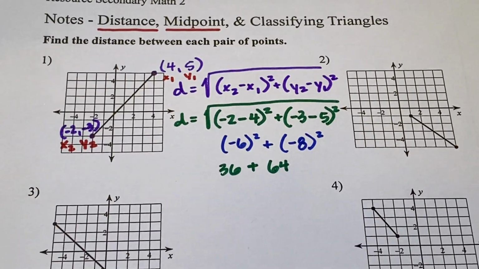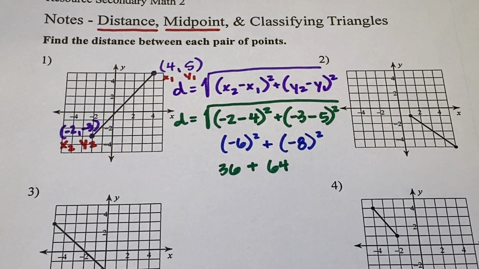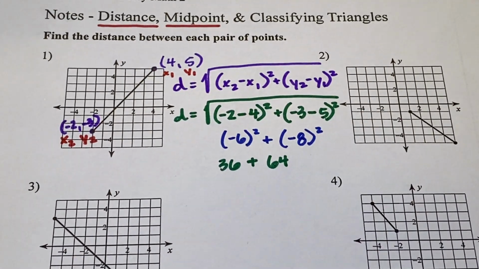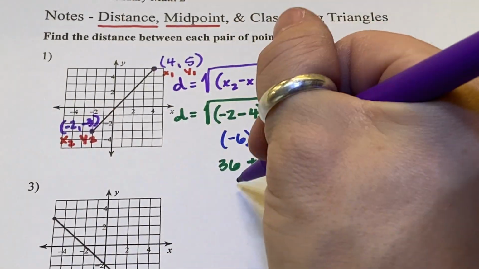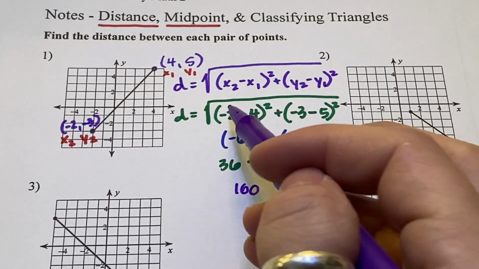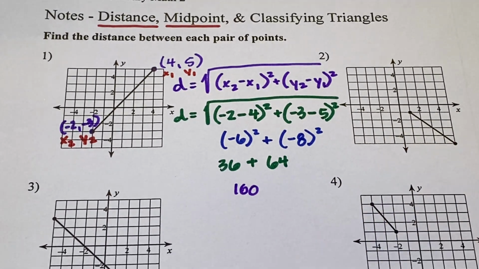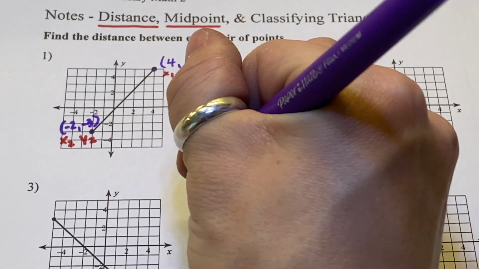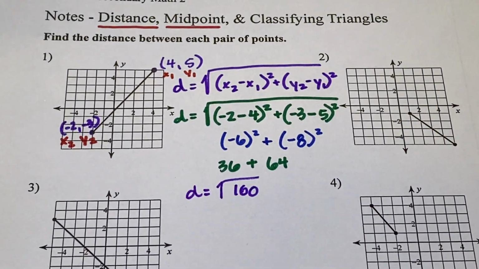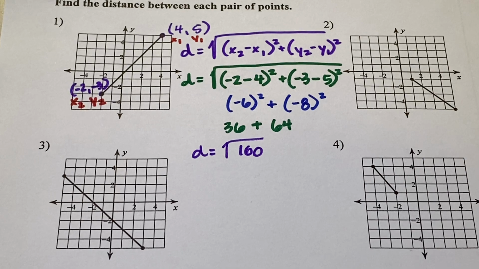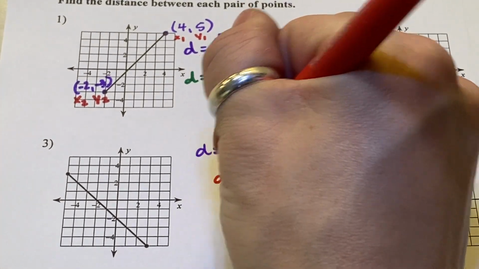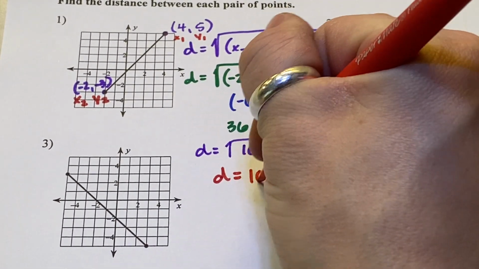I'm not bringing my square root down yet. This is all still inside the square root. Tell me, what is 36 plus 64? 100. Look at that. We took all of that mumbo jumbo and turned it into 100. Now all we need is the square root of 100. It is 10. So our distance between these 2 points is 10.